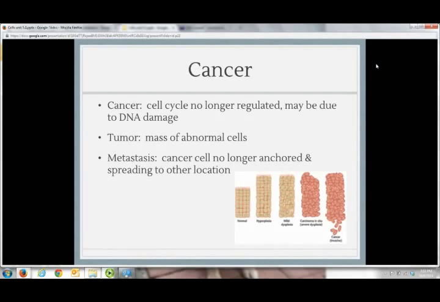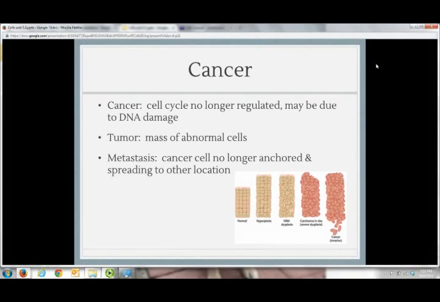Cancer is an example of when the cell cycle is no longer regulated and has gone wrong. This may be due to DNA damage, and most cancers are going to be an accumulation of multiple mutations that have occurred over the life of the cell.